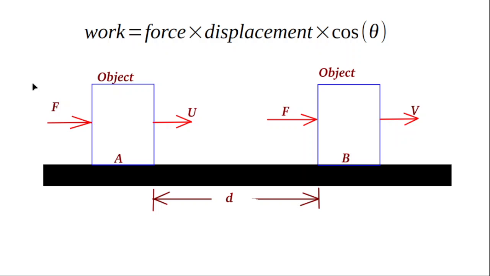Here I have shown a diagram. An object is placed at position A on the ground or floor, etc. A force is applied on the object, and at that point the object is assumed to have initial velocity u. The force is applied continuously, thereby the object has reached point B. At that point the force is still F, but the velocity of the object is v.